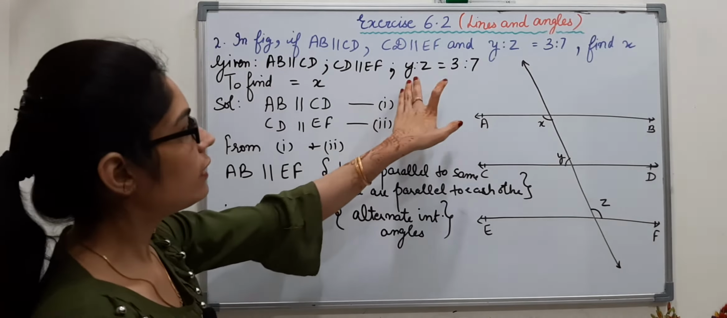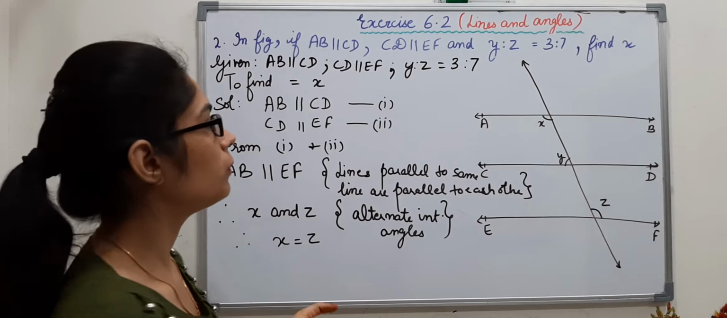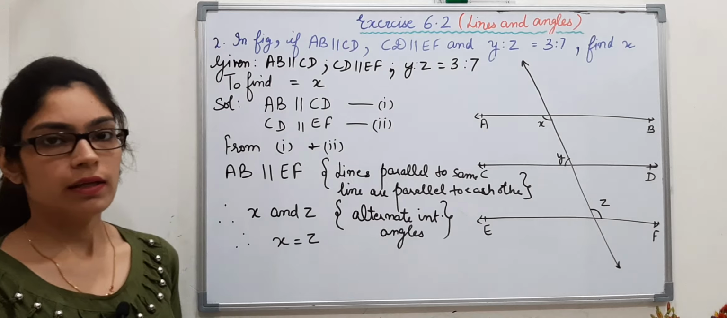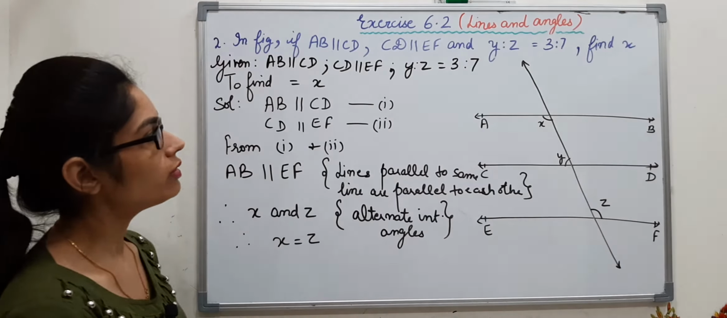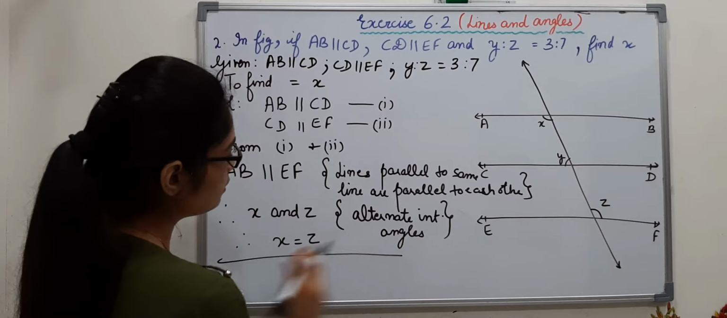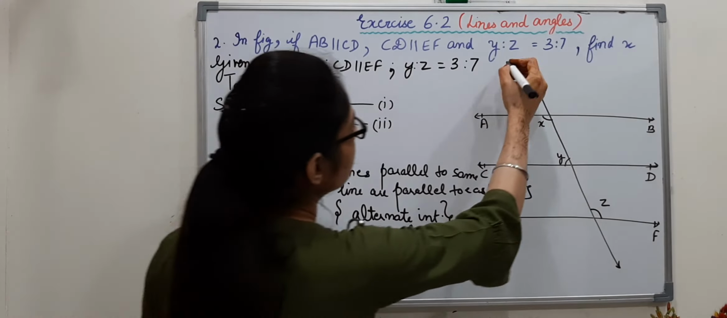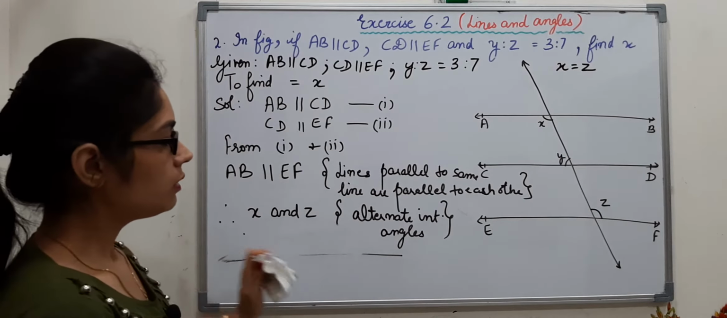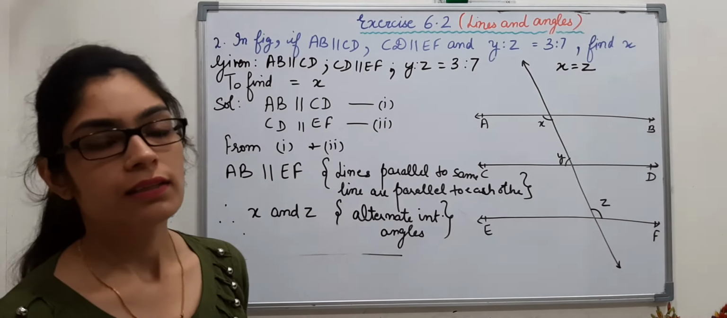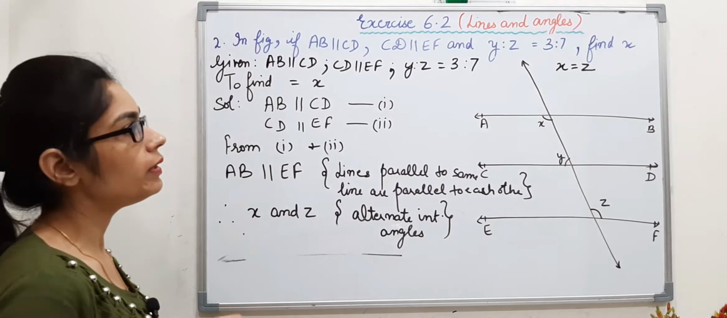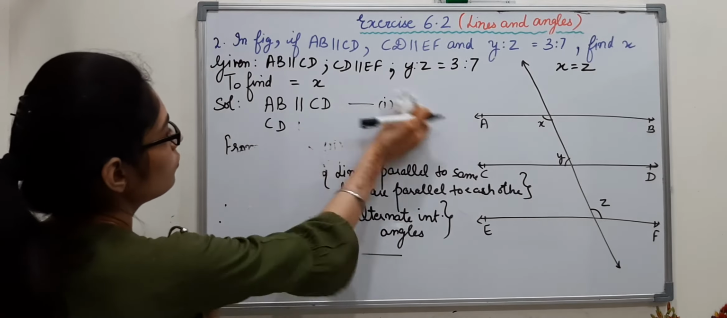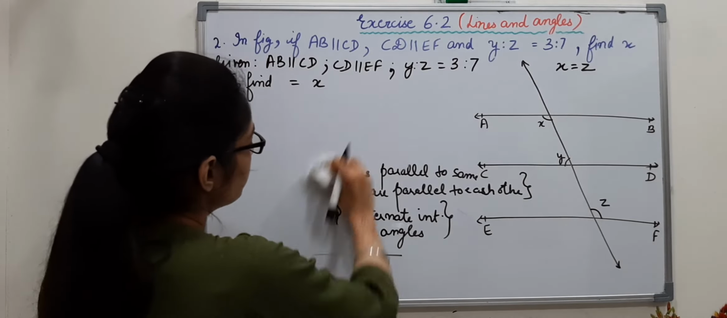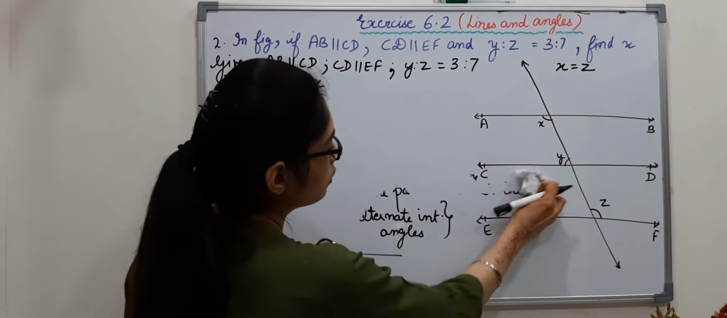Now see, the ratio of y is to z is given to us. So since the ratio is given to us, I have already explained in exercise 6.1 also, whenever a ratio is given to us, we have to assume the values. Now here we can mention, because we have found out x is equal to z, because they are forming a pair of alternate interior angles and alternate interior angles are equal to each other.